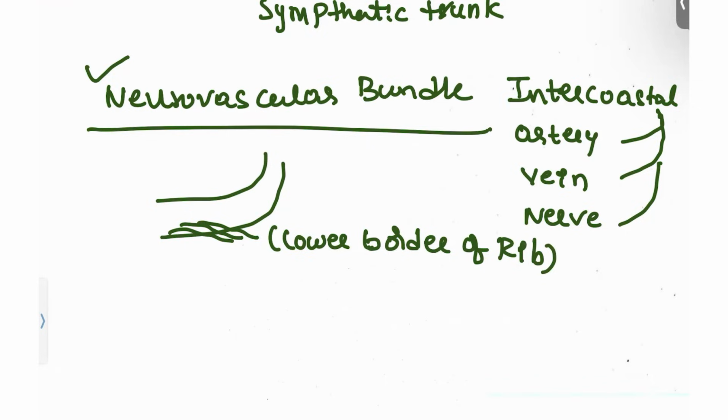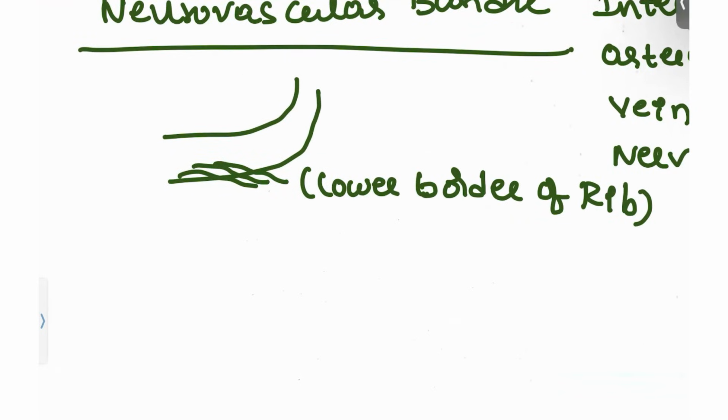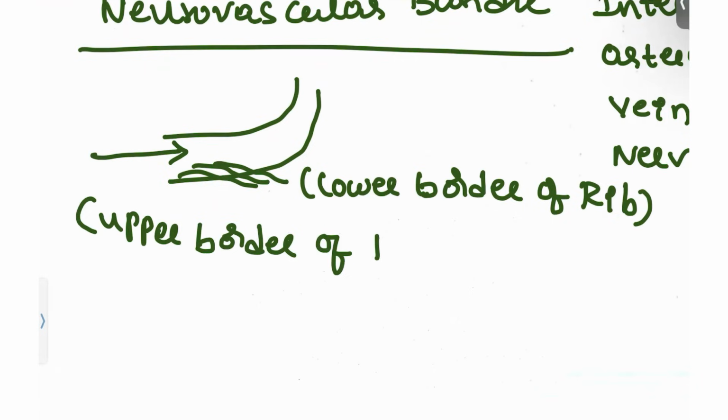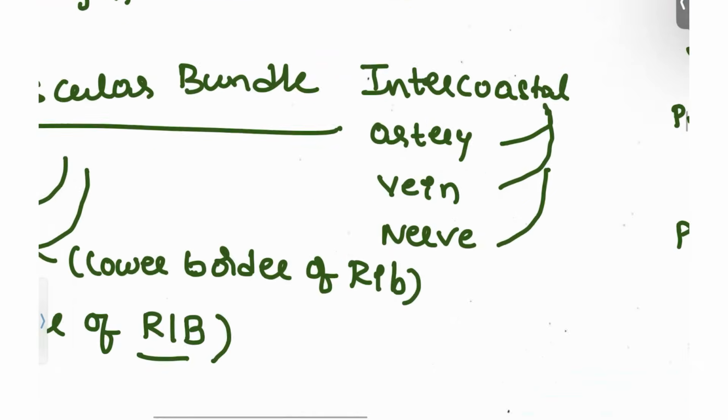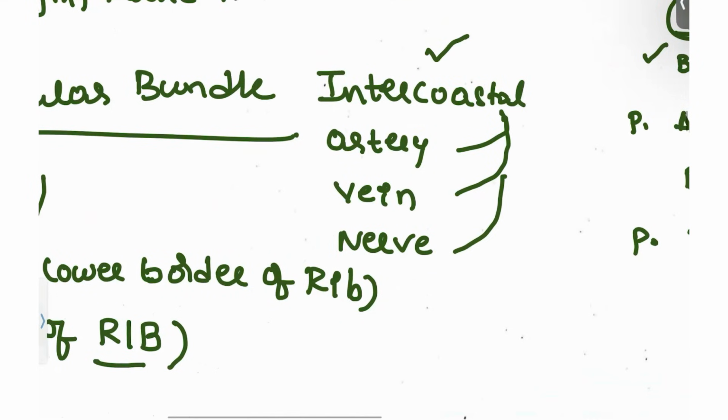But why is it important? When you are doing a needle thoracostomy, you have to do it at the upper border of the rib. Always remember, you have to choose the upper border of the rib. Never go behind the lower border, because you may damage the intercostal artery or the vein or the nerve.